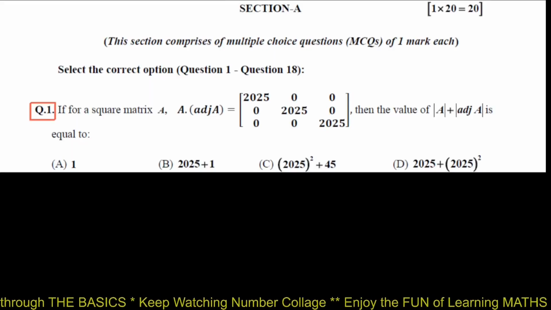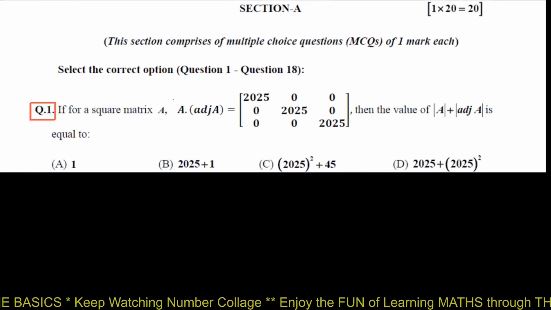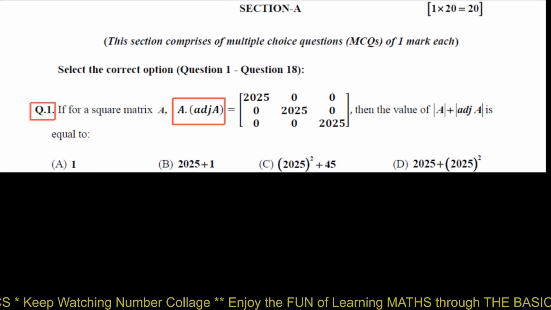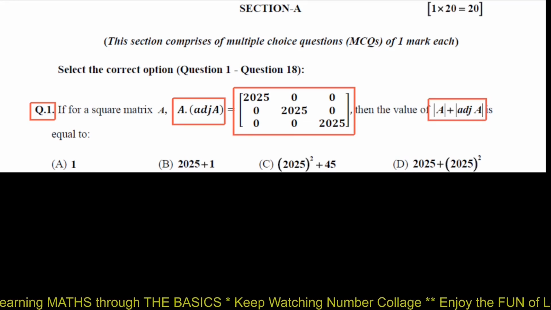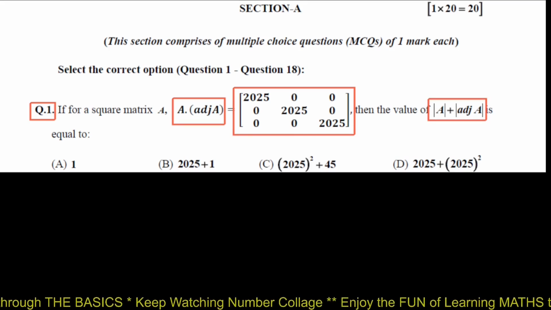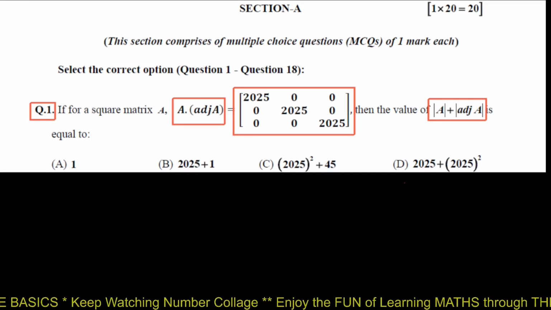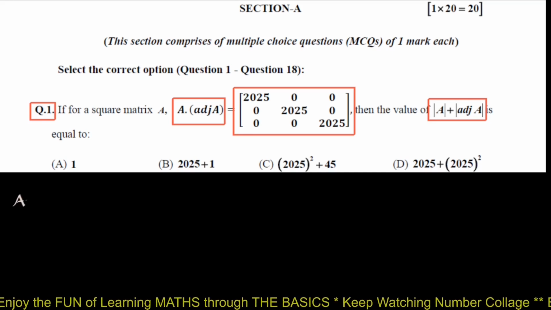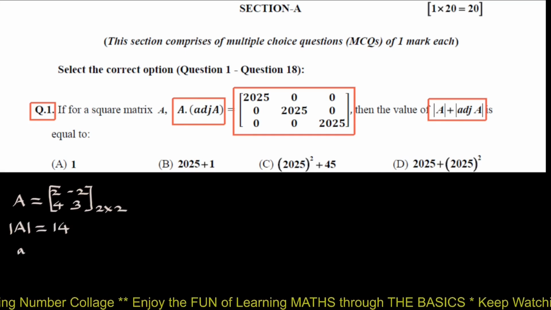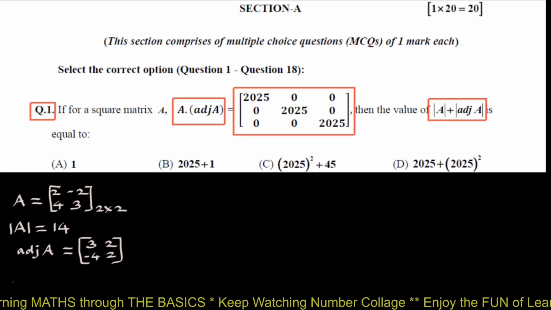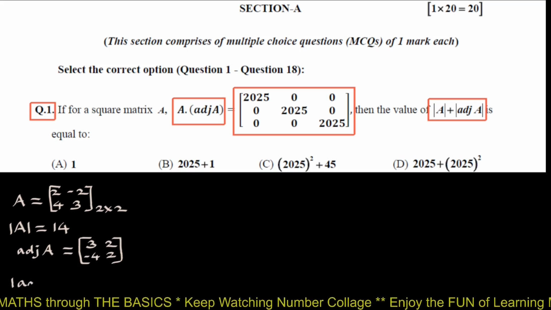Question 1. For a square matrix A, A into adjoint A equals this matrix, we have to find the value of determinant of A plus determinant of adjoint A. Before we solve further, let us understand some basics. Suppose matrix A is this, then its determinant is 14, its adjoint is this, and determinant of adjoint A is 14.